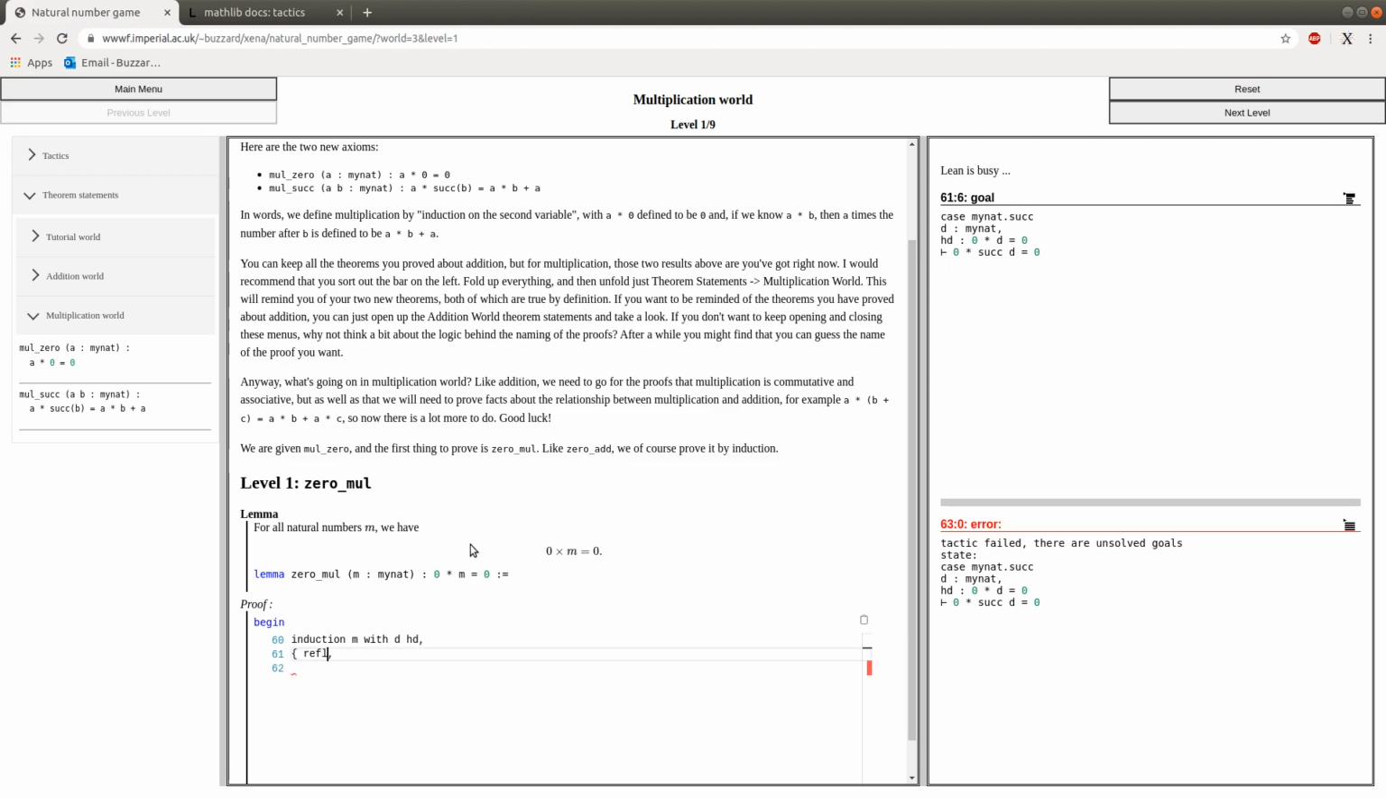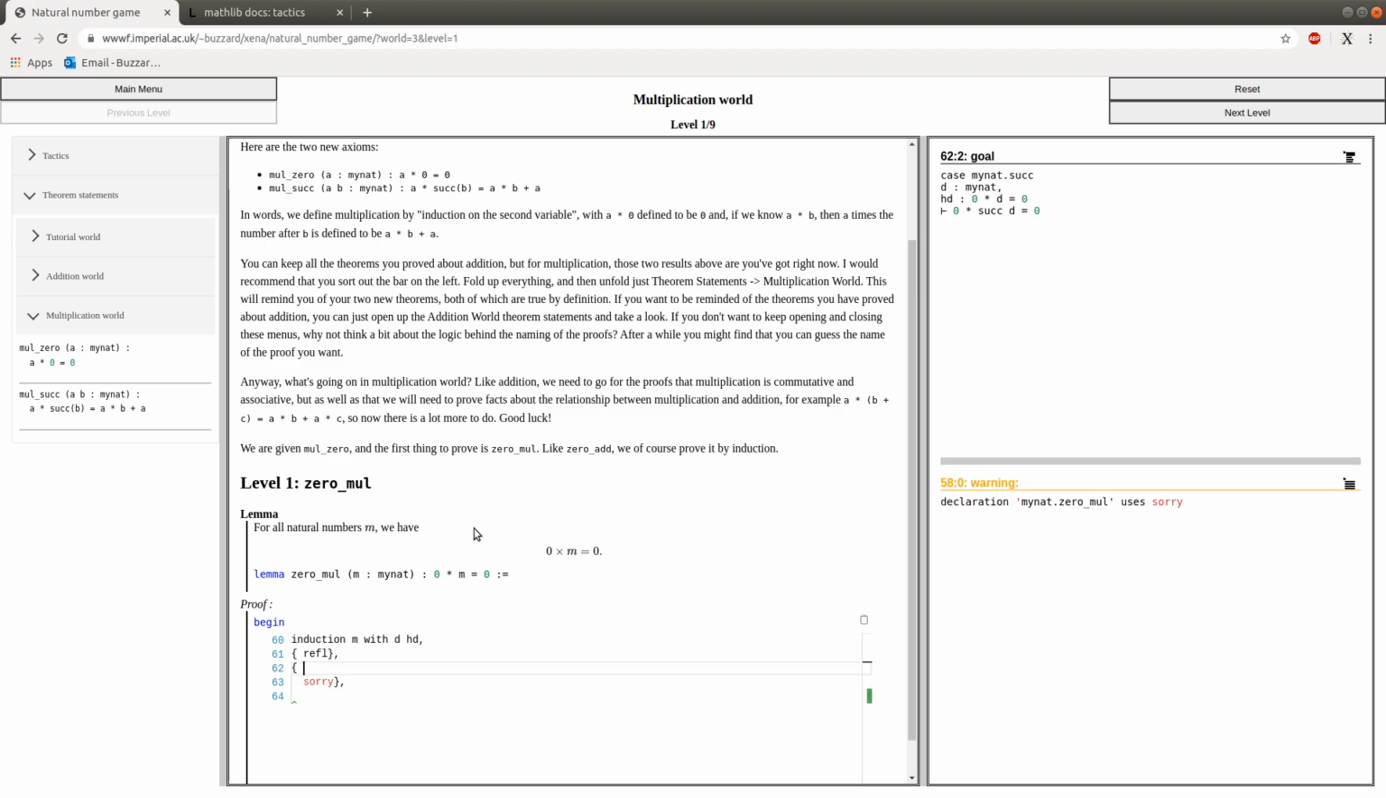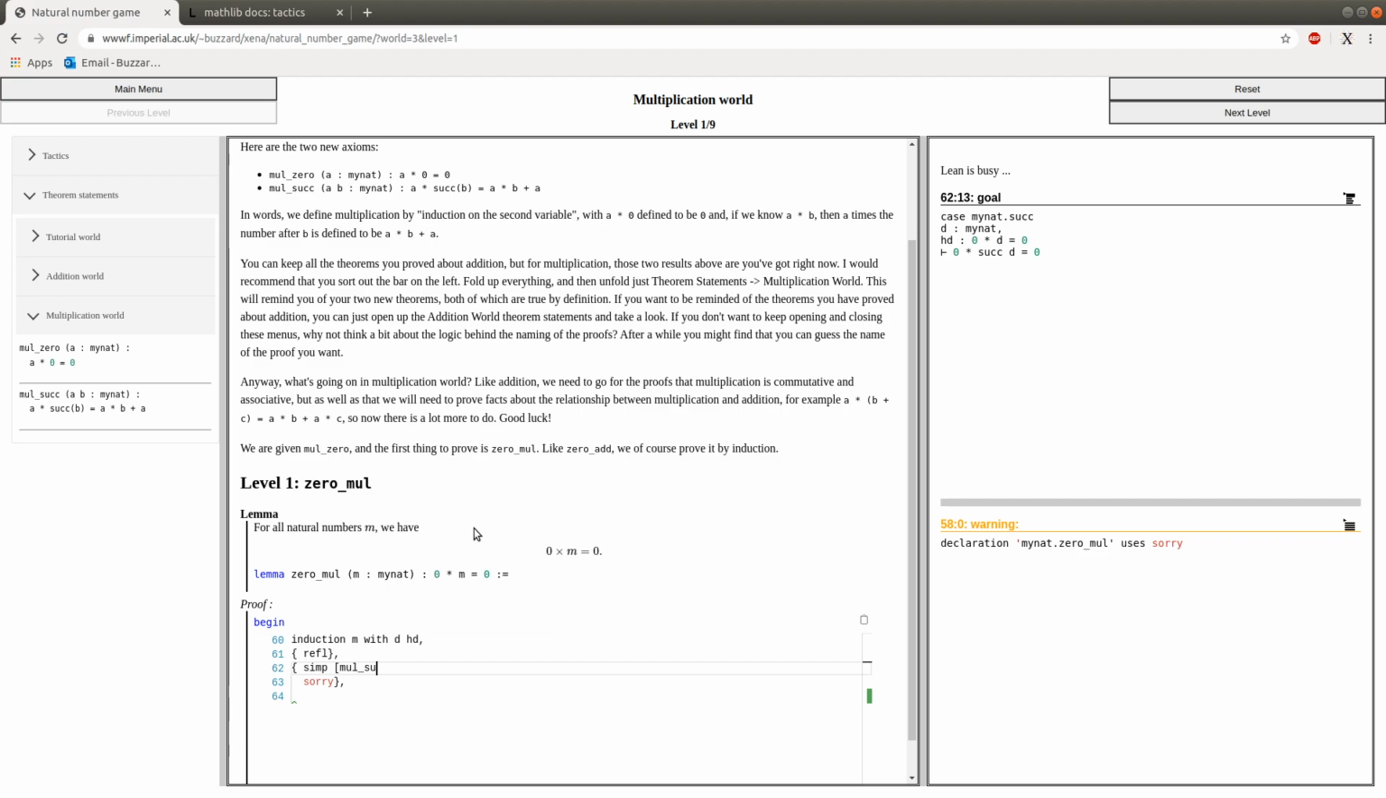I said I'll do it properly. Look, I'm writing proper code. Look, I'm doing it like a proper computer scientist. There. And now I know that 0 times d is 0, and I've got to prove that 0 times succ d is 0. So I guess it's simp, mul_succ or something. And hd.